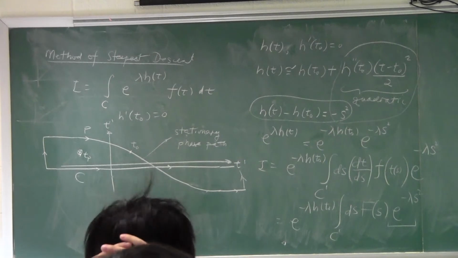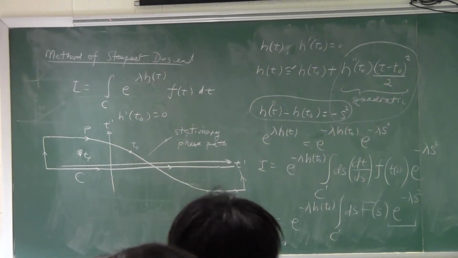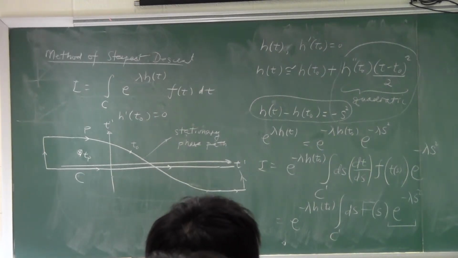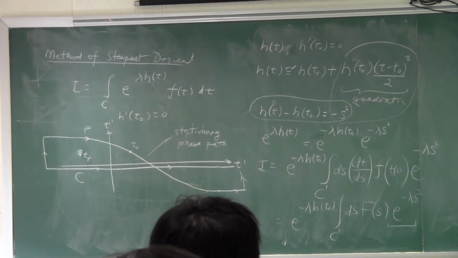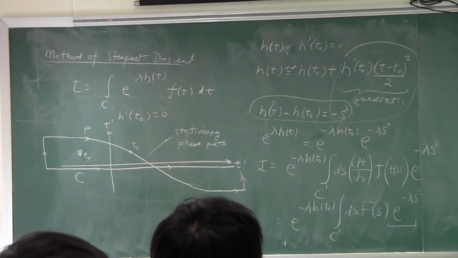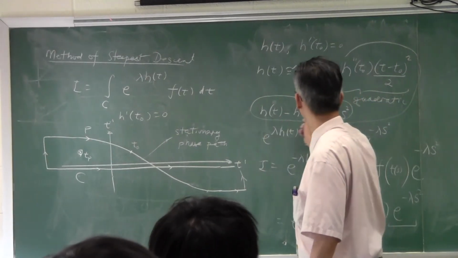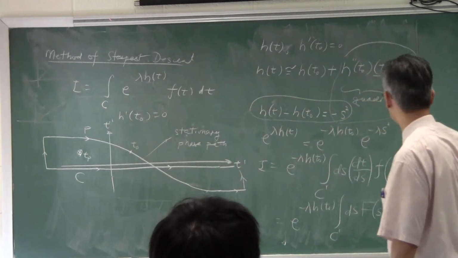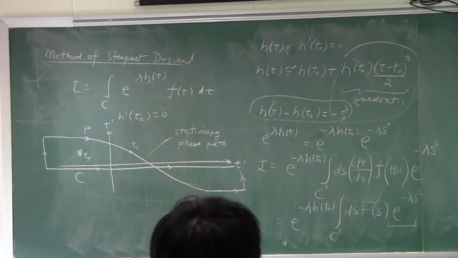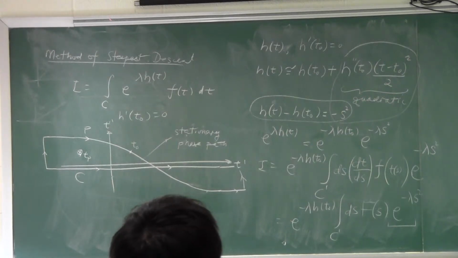Is it ds or 2s ds? Should that be ds or 2s ds? Because it's a quadratic transformation, right? I just replaced h(t) with this, right? Isn't this correct? So this is very nice. It looks very good.